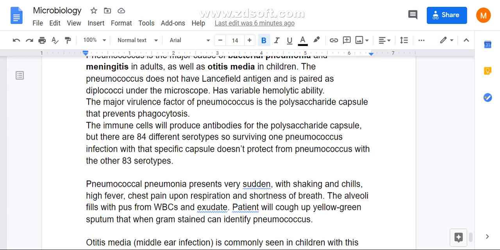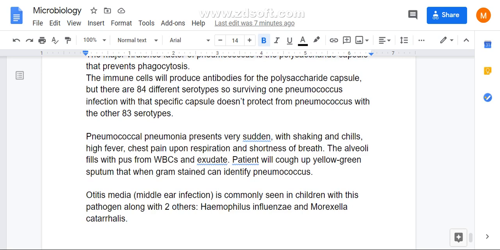Alright. So immune cells will produce antibodies for the polysaccharide capsule, but there are 84 different serotypes of polysaccharide capsules. So you basically have 84 different types of polysaccharide capsules that any pneumococcus can have. So if you get infected by one pneumococcus and you produce antibodies for that pneumococcus's polysaccharide capsule, a different pneumococcus can still infect you, right? You're not immune.